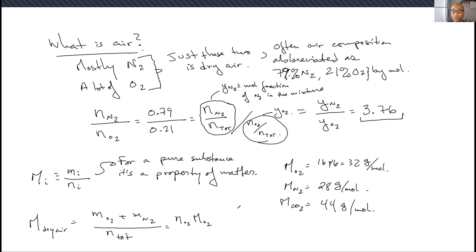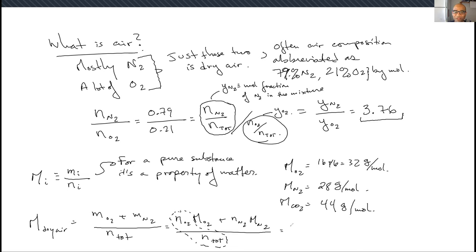That's what the molar mass allows me to do, right? If I know the molar mass, then I know how much mass in kilograms one mole of molecules or of atoms weighs, whatever I'm considering. So plus the number of moles of nitrogen times the molar mass of nitrogen divided by the total number of moles. And now I can distribute this total number of moles. And you can see why the mole fraction is useful.